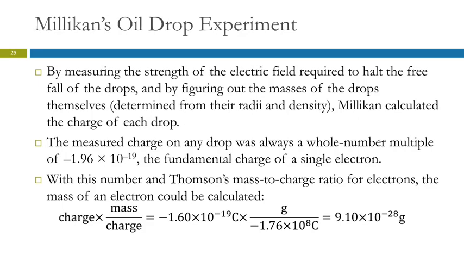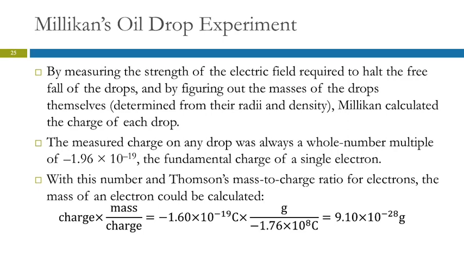So he could figure out the mass of the drops because he could watch how fast they fell. And how fast those drops fall is determined by the acceleration due to gravity and the mass of the drops. And then he could measure the strength of the electric field required to stop them from falling. And he could get the charge on the drops. Now the drops were different sizes. The charges especially were different sizes.